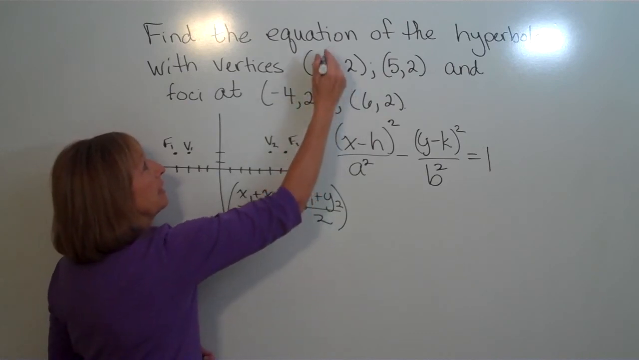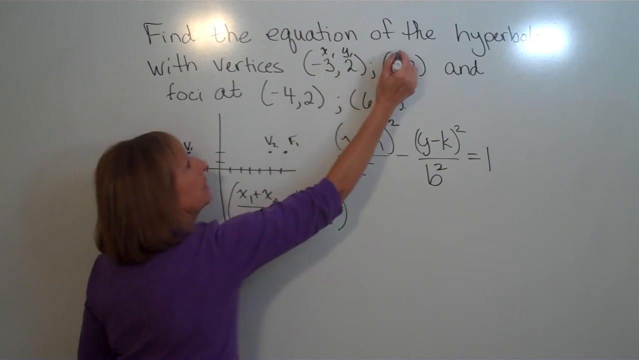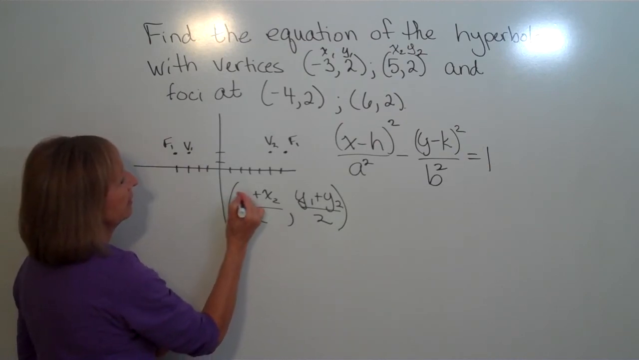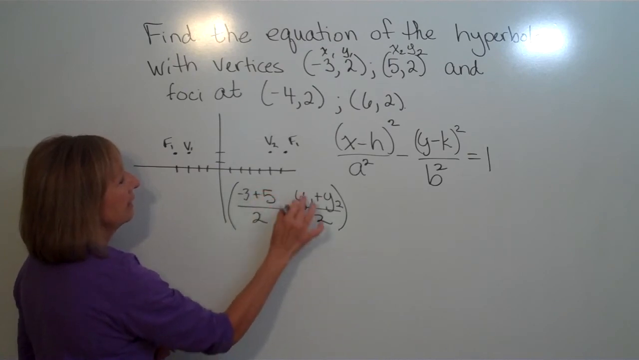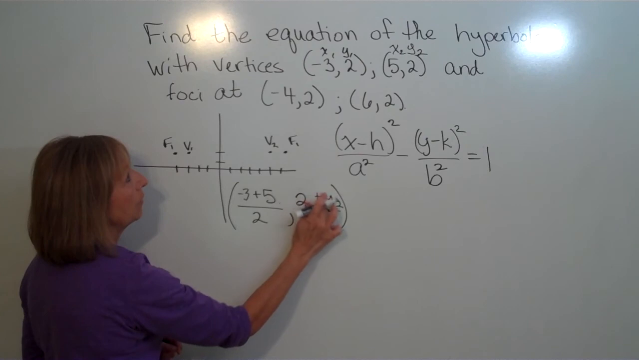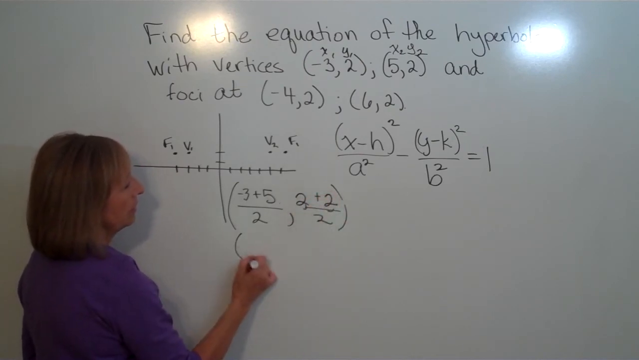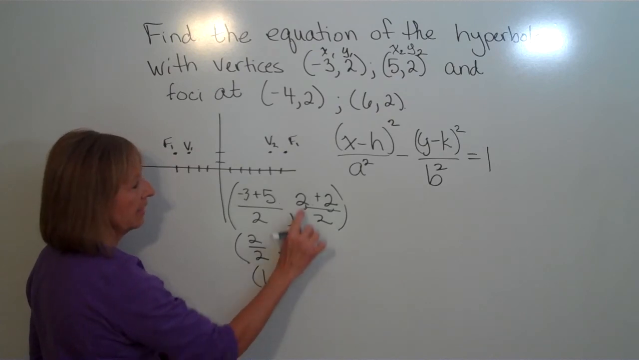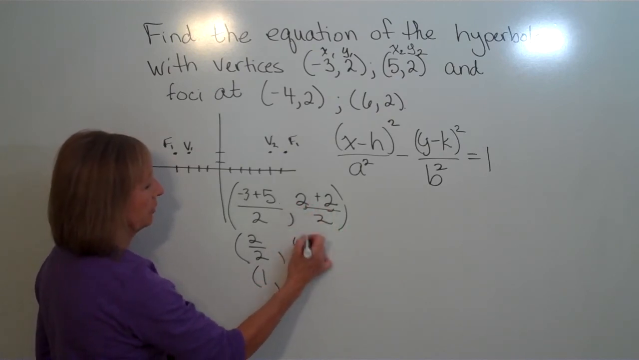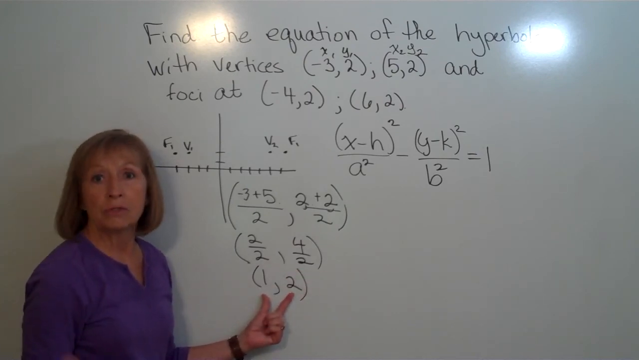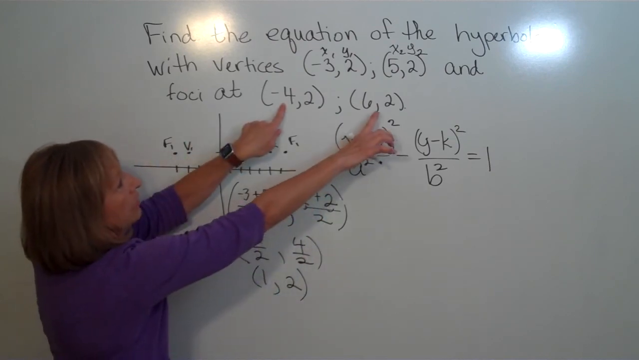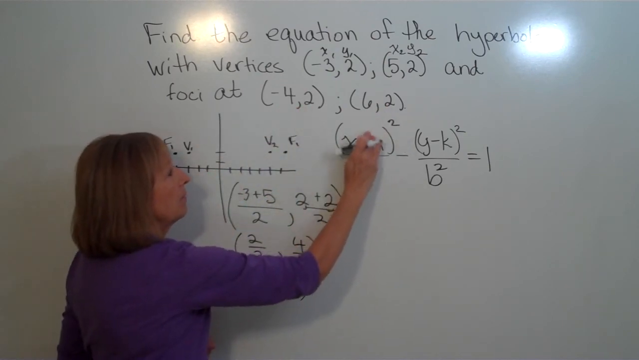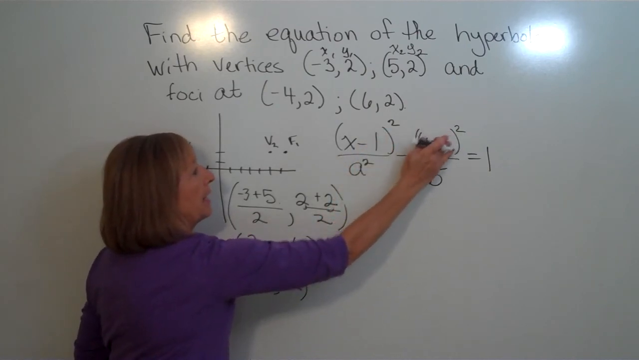So here, if I'm using the vertices, I'm just going to denote this for the time being so you can follow along and see what we're doing. So x sub 1 is negative 3, x sub 2 is 5, and then y sub 1 is 2, and y sub 2 is also 2. So this gives me negative 3 plus 5 is 2 over 2, which gives me 1 as the x coordinate of my midpoint, and 2 plus 2 is 4, and 4 divided by 2 is 2. So my midpoint's 1, 2, so my center's 1, 2. And even if I would have done that with the foci, so negative 4 plus 6 is 2 divided by 2 gives me 1, and 2 plus 2 is 4 divided by 2 gives me 2. So right now my h is 1, and my k is 2.